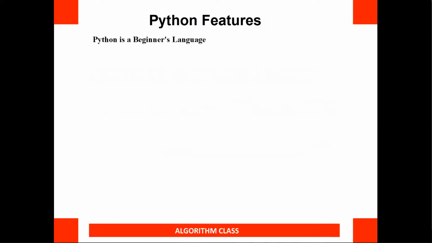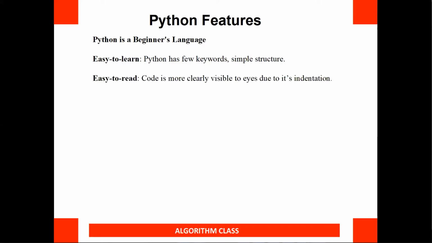So let us discuss a few features of Python. Python is a beginner's language, so it is easy to learn, and that makes it very easy for beginners to start their career in programming. Python has very few keywords and even its syntax is very easy. It is also easy to read, so the code is more clearly visible to the eyes because of its indentation.